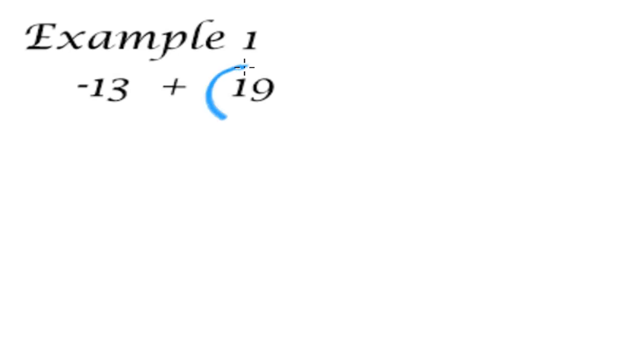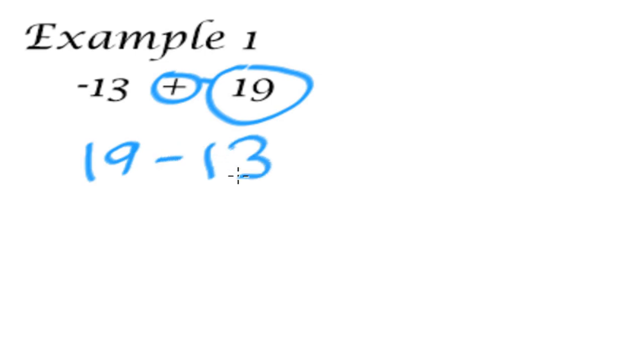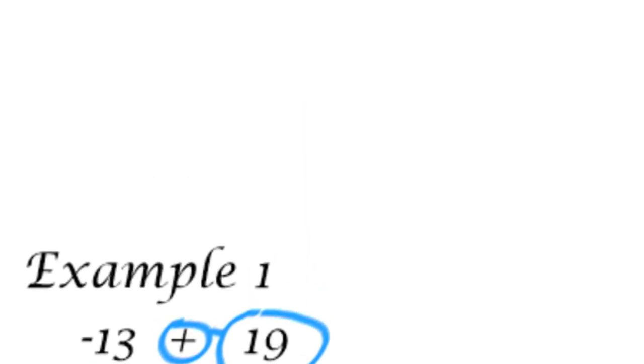One of the things I have to think about is that 19 is the bigger of the two numbers, and it is positive. So I can switch this problem around and write 19 minus 13. This made the problem a little bit easier. 19 minus 13 gives me a 6. But I must keep in mind that since the 19 was a bigger number and was positive because I had the plus sign, my answer is positive, so positive 6 was my answer there.